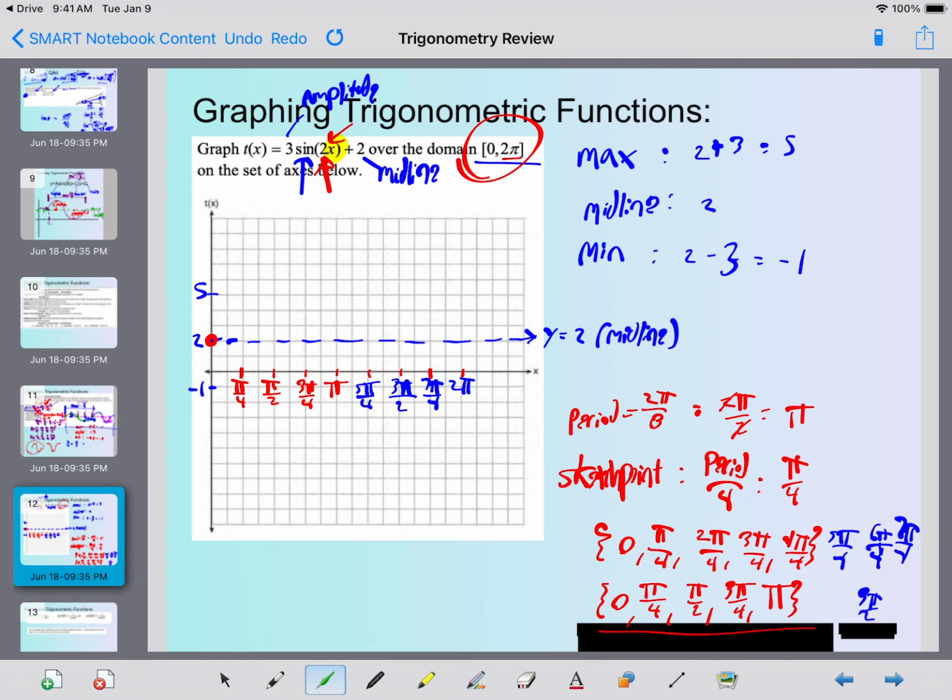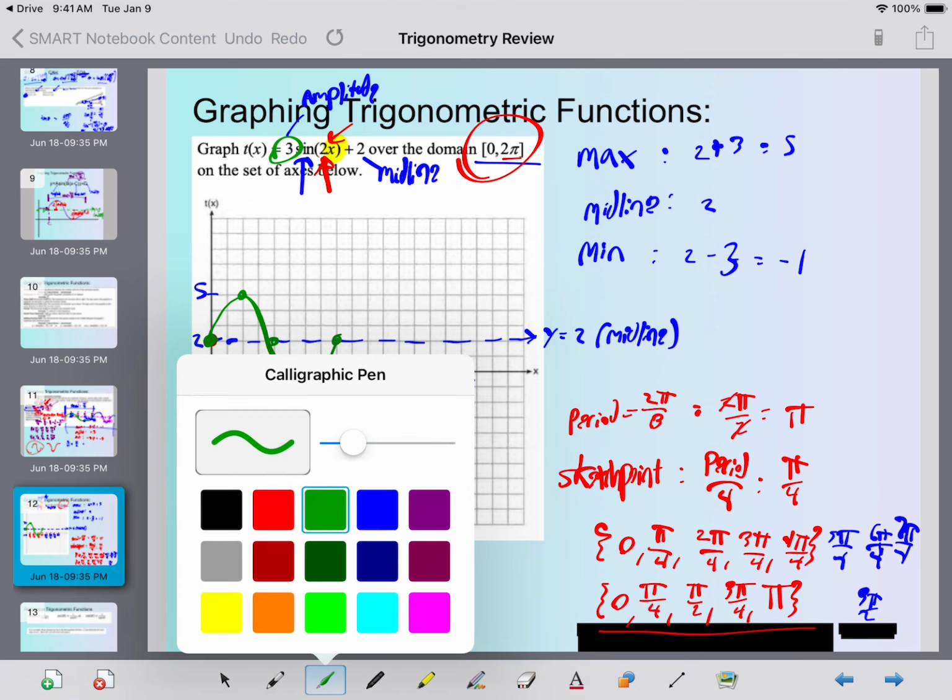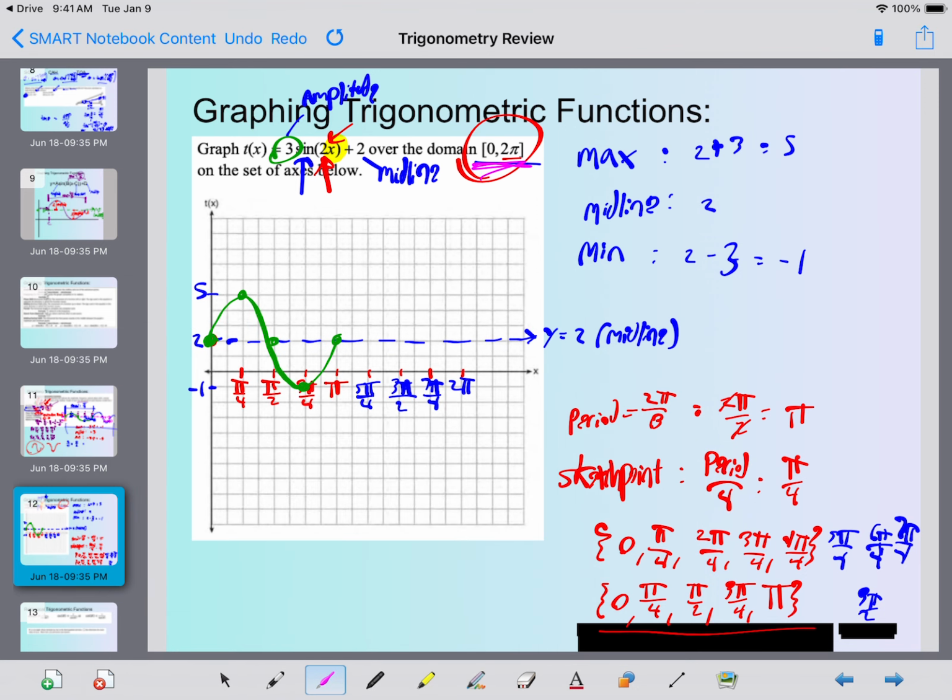So again, this is sine, so you start at the midline. It's not negative, it's positive on the outside, right? So we're going to go up. So up to the max, down to the midline, down to the minimum, up to the midline. That's one full cycle, right? But it wants us to continue this to 2 pi. So this is where it gets easy, right? You just have to continue the pattern.